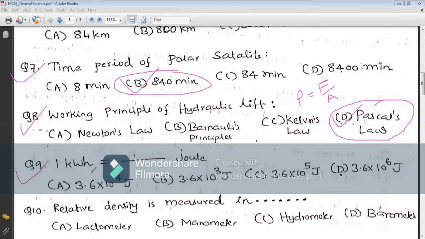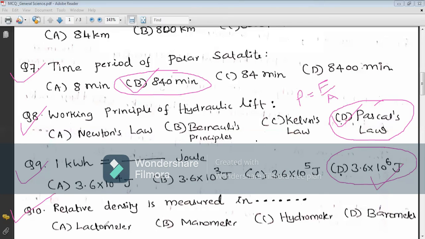Question number 9, 1 kilowatt hour. Kilowatt hour is the commercial unit of electricity. So 1 kilowatt hour, or we can call it 1 unit, is equal to dash joule. That is equal to how many joules? That is equal to 3.6 into 10 to the power 6 joule. If you want, I'll write the calculation. I can type the calculation in the comment box. So 1 unit is equal to 3.6 into 10 to the power 6 joule.